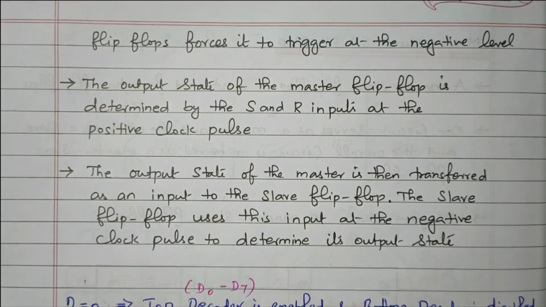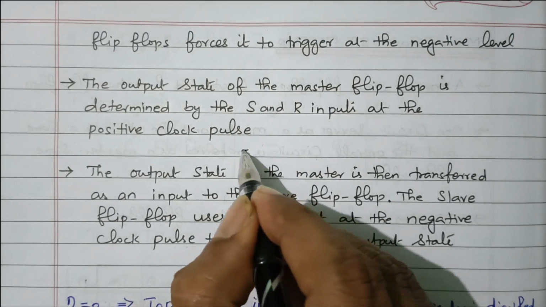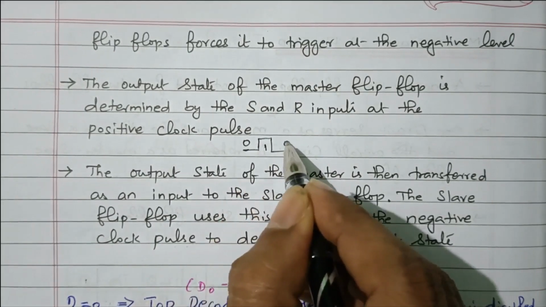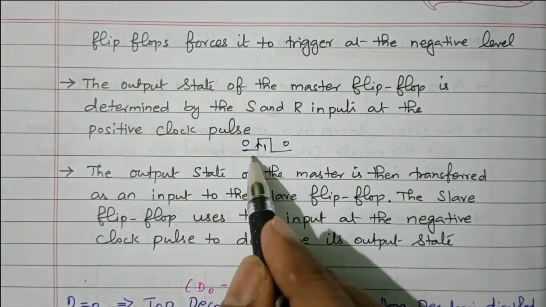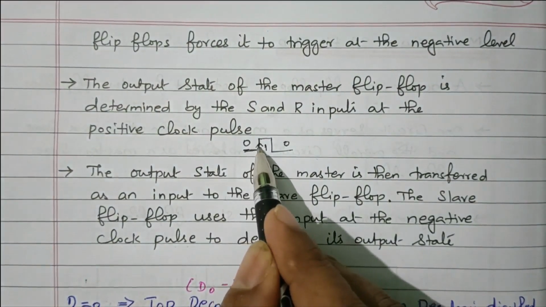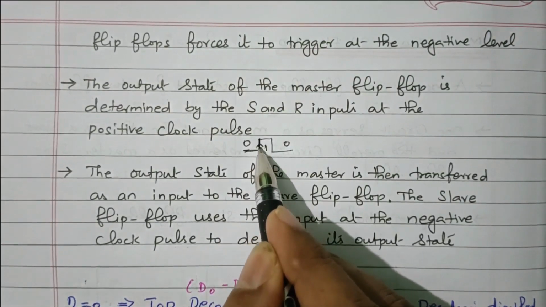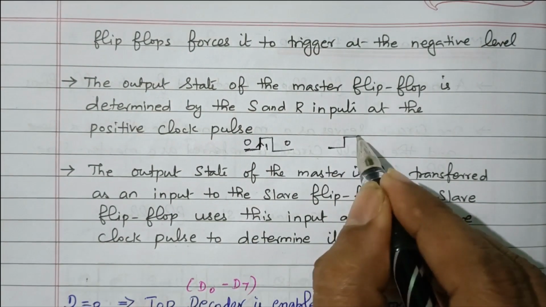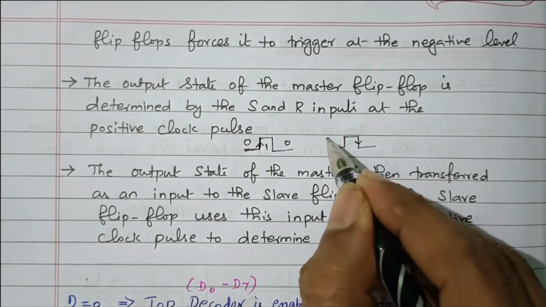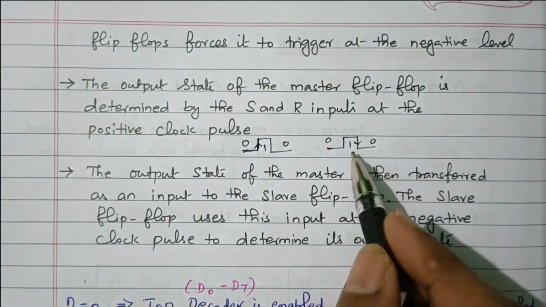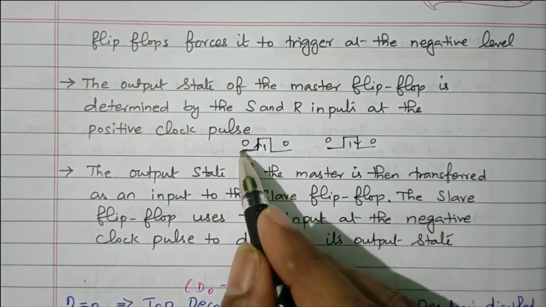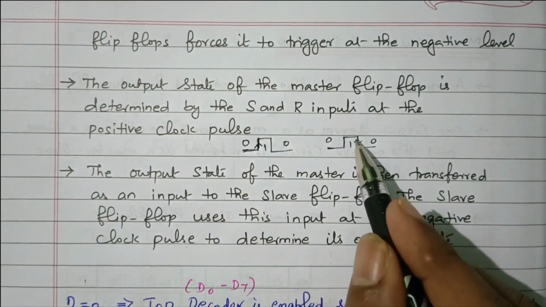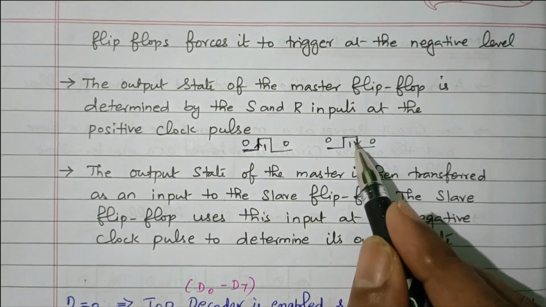Now we'll see what is meant by positive edge and negative edge. See, this is the clock pulse. So this is 0, 1 and 0. This is the positive edge, from 0 to 1. It changes from 0 to 1. This is a rising edge, or positive triggered. Then what is negative triggered? This one: 0, 1, 0, and it changes from 1 to 0. Here 0 to 1 is rising. Here 1 to 0. Still it is 1 only, but it is a negative triggering.